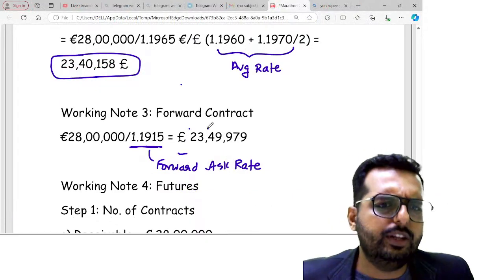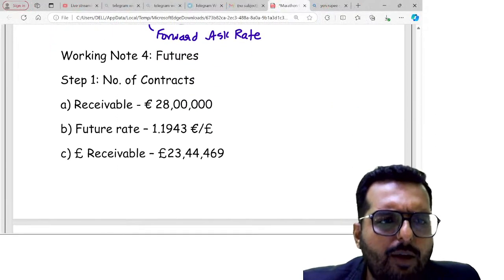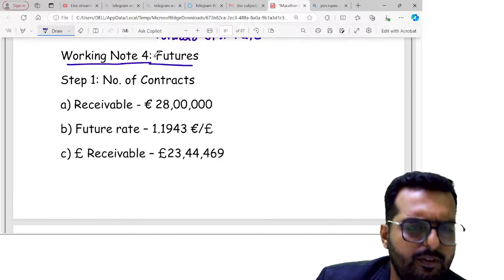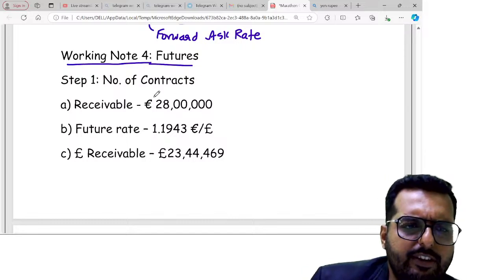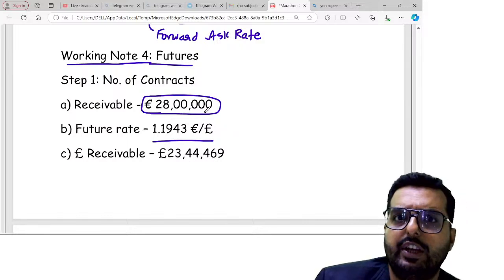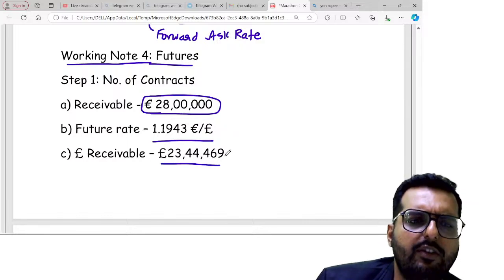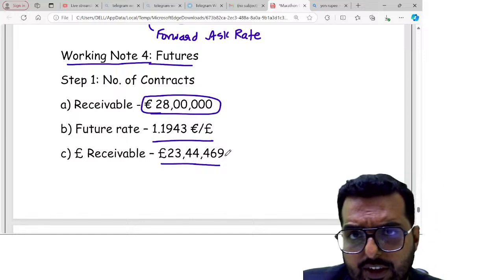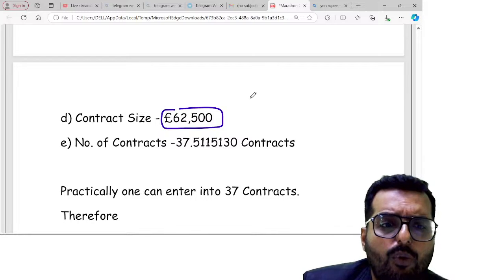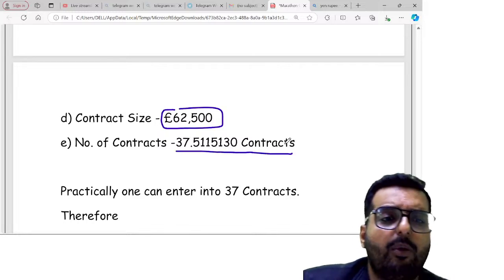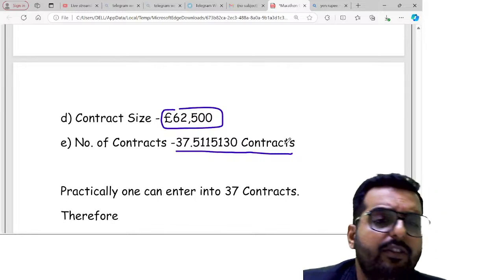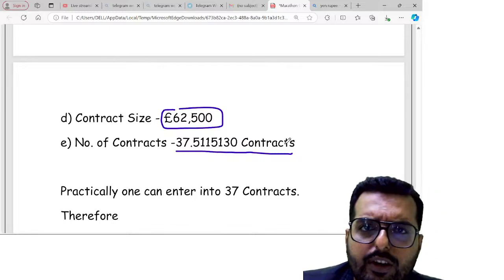Right, friends. So we are done with forward contracts also. Now comes the challenging part, that is futures. In this, the number of contracts receivable is 28 lakh euros. You have a future rate that is already given in the question. So the pound receivable will be 23 lakh 44 469. But we have a contract size of 62,500 pound. So we have to enter into 37.5115130 contracts.